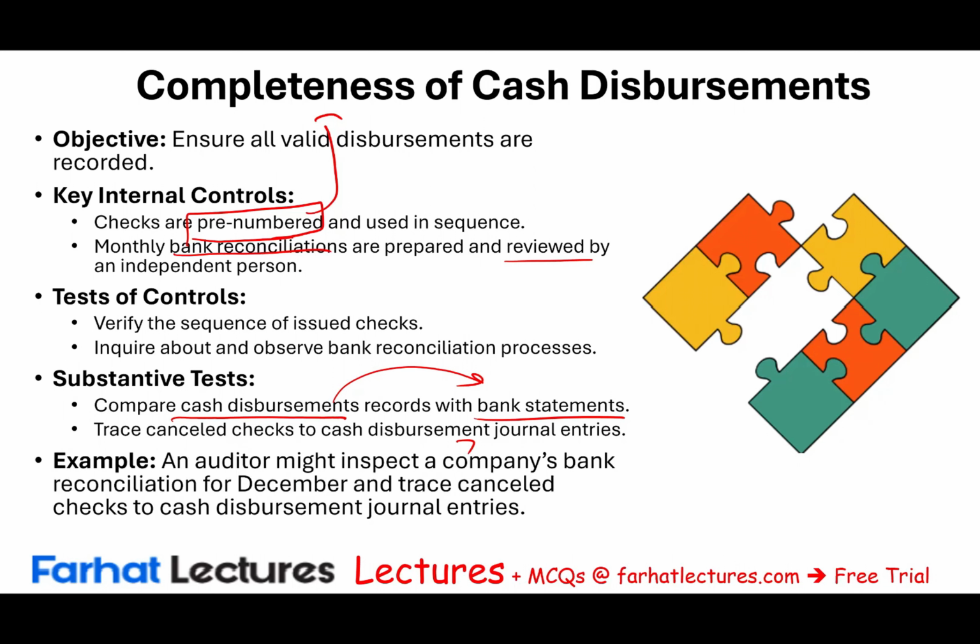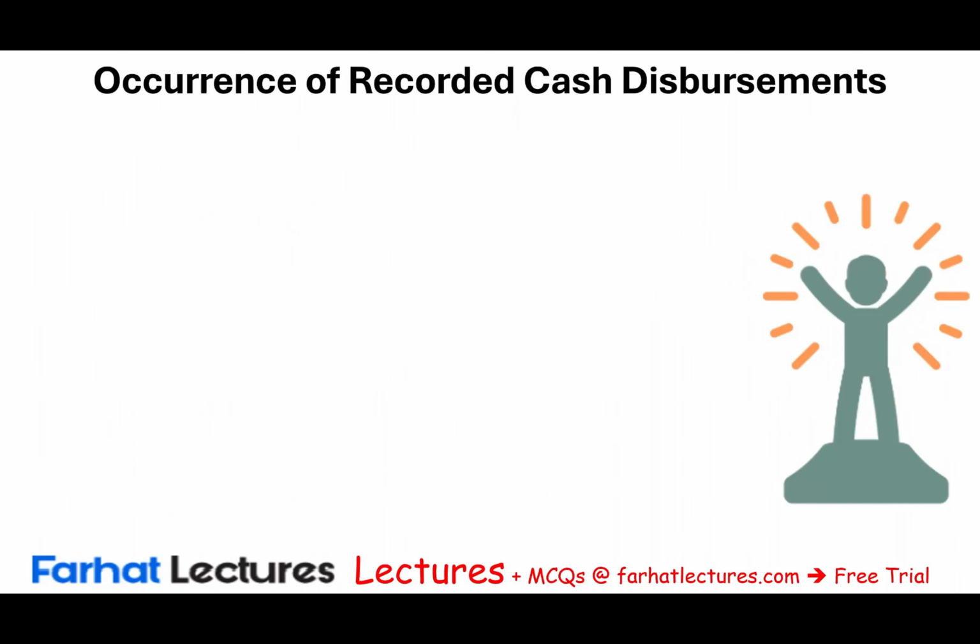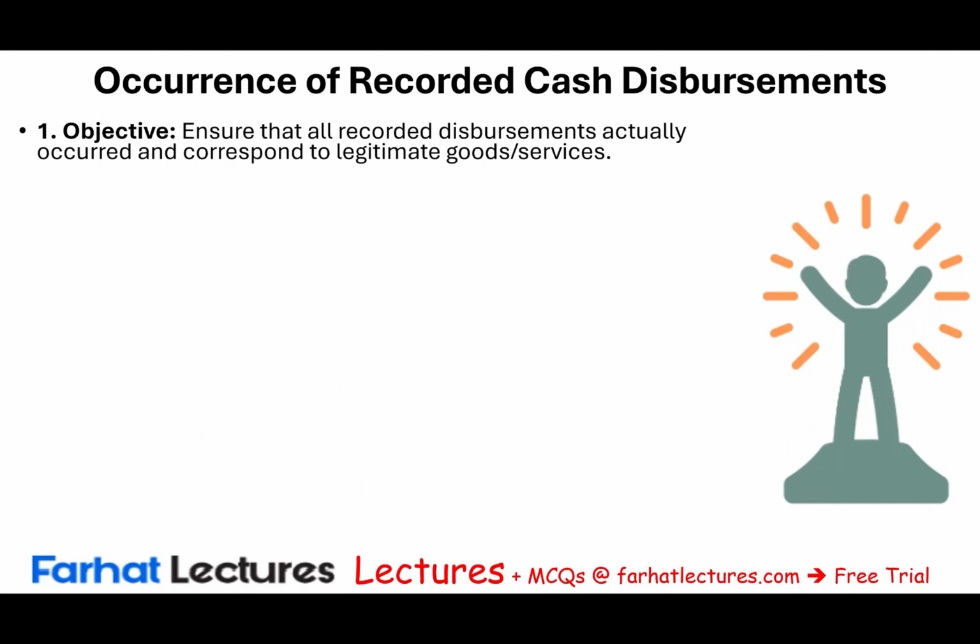An auditor might inspect a company's bank reconciliation and trace canceled checks to cash disbursement journal entries. Maybe select 5, 10, depending on what the sampling size is. Go back and see if they are actually recorded. Occurrence of recorded cash disbursements. Here we're looking at whether all recorded disbursements actually occurred and were paid for, most importantly, legitimate goods and services. So we paid. Yes, we did pay, and it's not only that we paid, but that we paid for legitimate services.